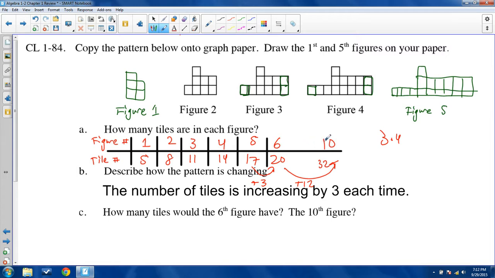Now there's another way to do it. What if you want to do the 100th figure, etc.? What I would probably do is start from figure 1. In fact, I'd start from figure 0. If there was a figure 0, that would have 2 tiles, right? So if you start from the number 2, then I can add 3 a certain number of times. If I wanted to do figure 100, I would add 3 100 times. That number is 302.